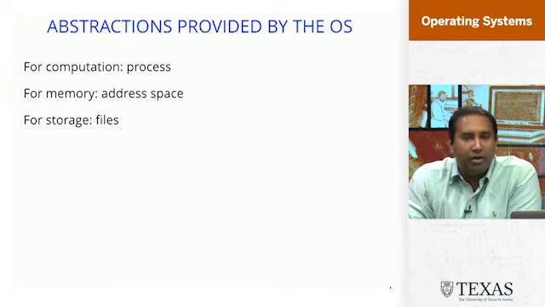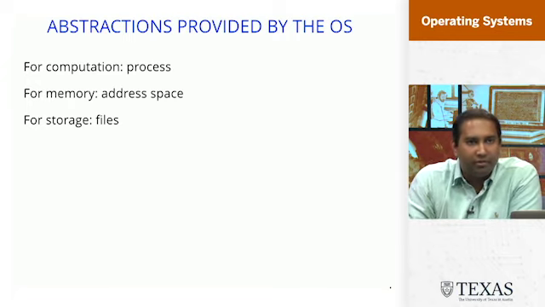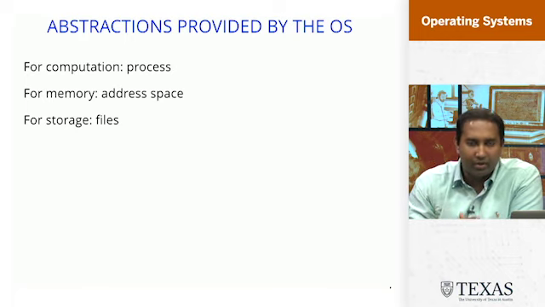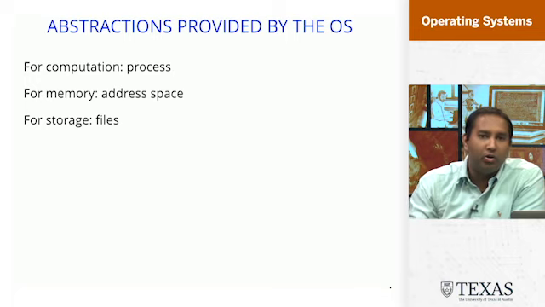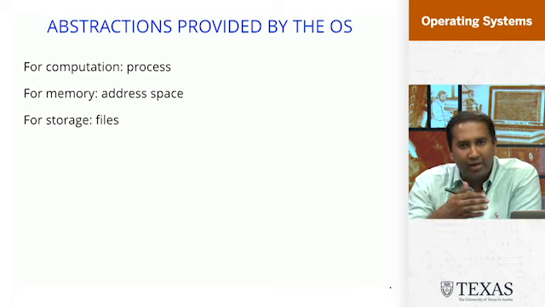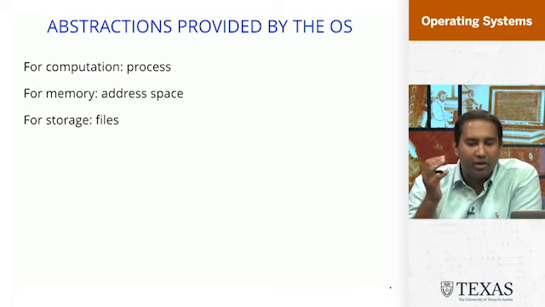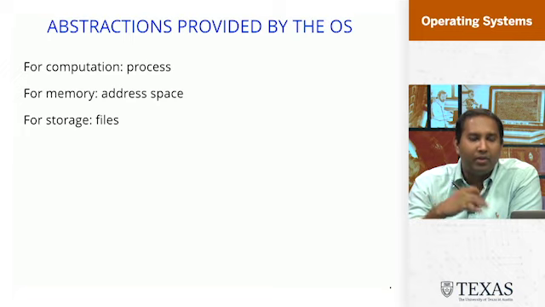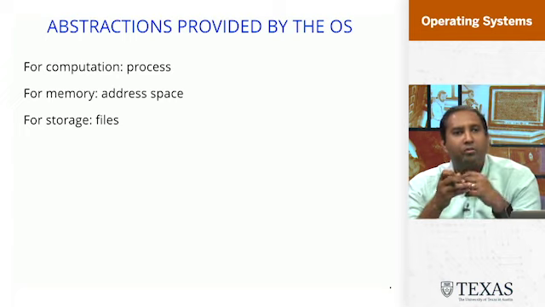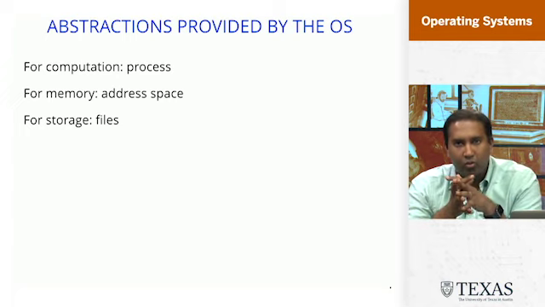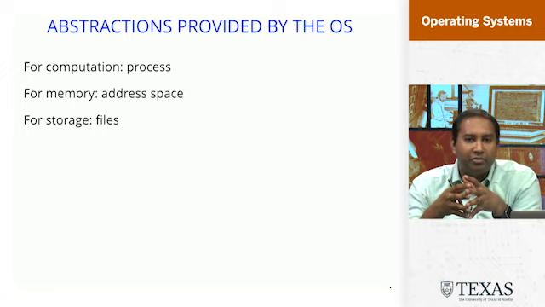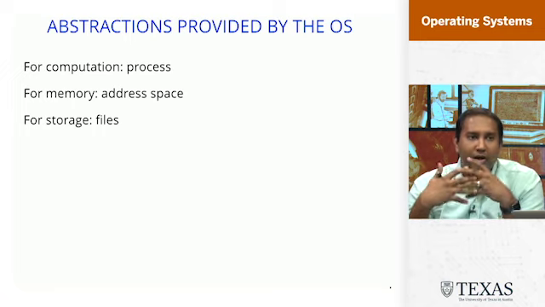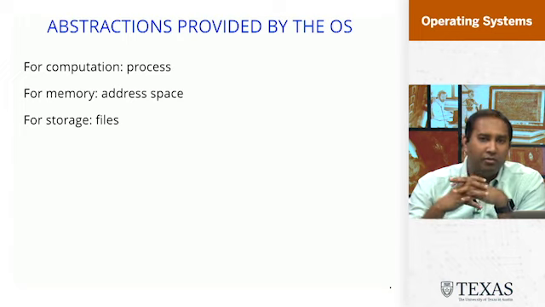The OS provides a number of different abstractions, and we'll be learning about them in significant detail throughout the rest of this course. For example, if you want to run computation, let's say you want to add or subtract, you need some sort of abstraction as to how you want to do it. The operating system provides the abstraction of a process to enable that. To access memory, it provides the abstraction of an address space. To access storage, it provides the abstraction of a file.